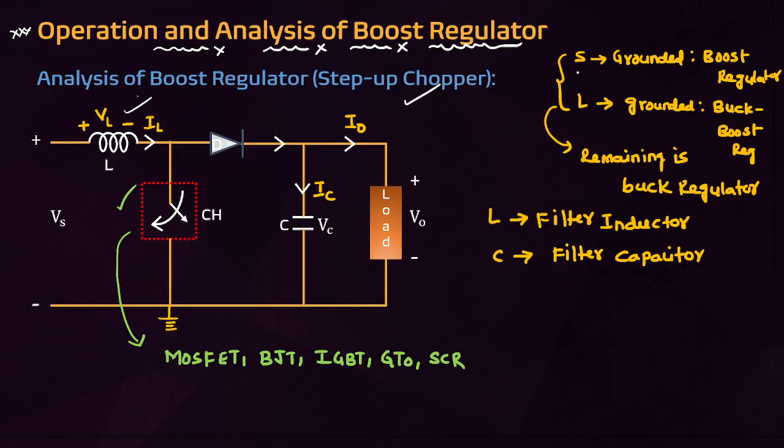And one more observation you have to concentrate on. If the switch is grounded, that is a boost regulator. If the inductor is grounded, that is a buck boost regulator, not a buck regulator. Switch grounded, boost regulator. Inductor grounded, buck boost regulator. The remaining is the buck regulator, that is, neither the switch is grounded nor the inductor is grounded. Then that is nothing but a buck regulator. That is the remaining, the buck regulator, students.